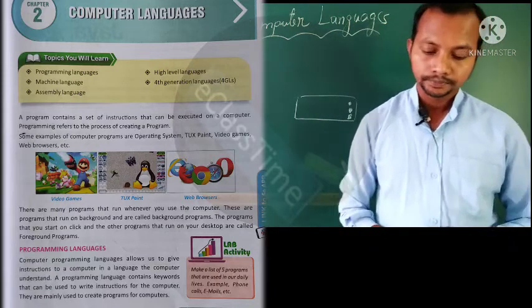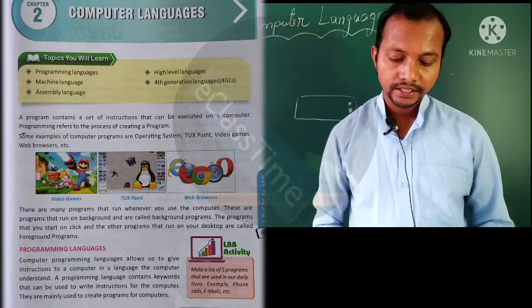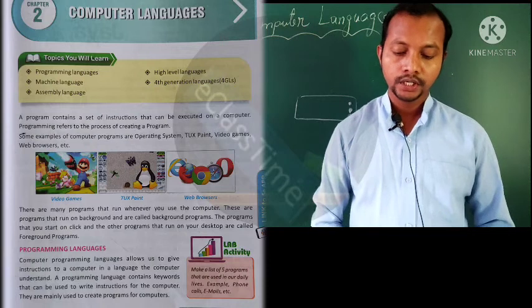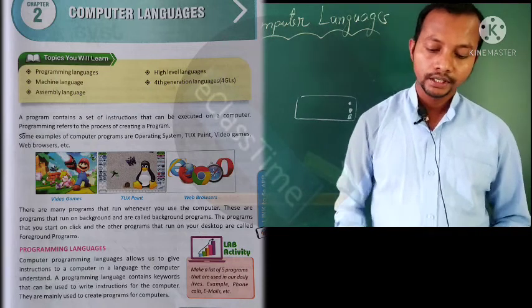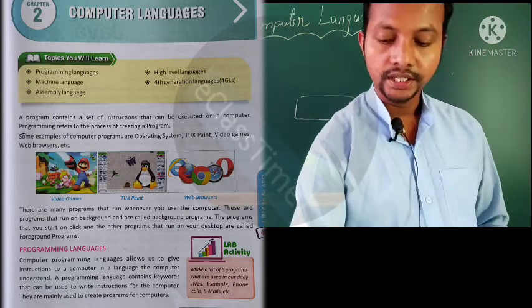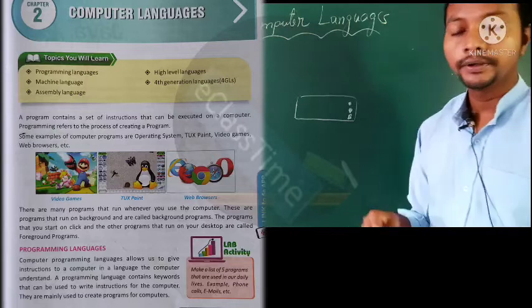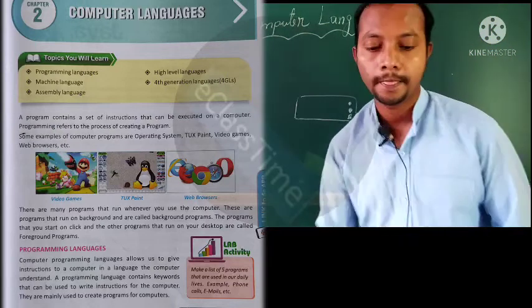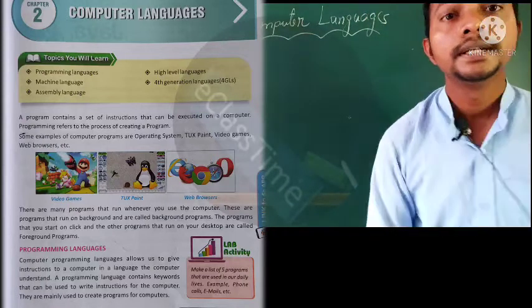A programming language consists of keywords that can be used to write instructions for the computer. They are mainly used to create computer programs. Keywords. The computer uses sometimes keywords and sometimes symbols.